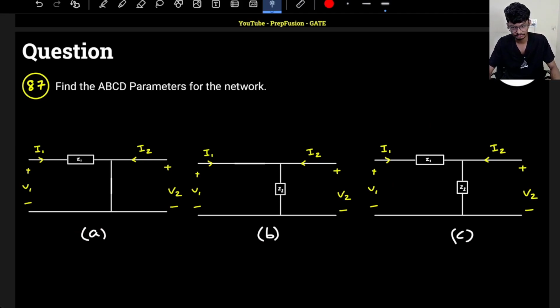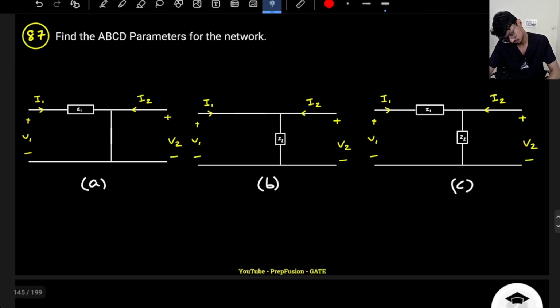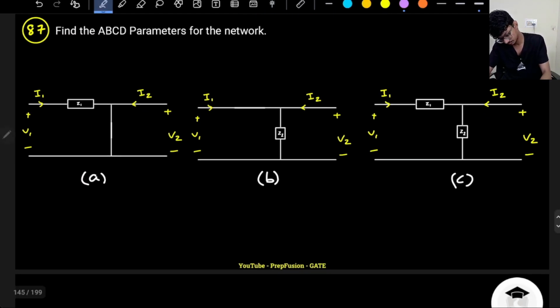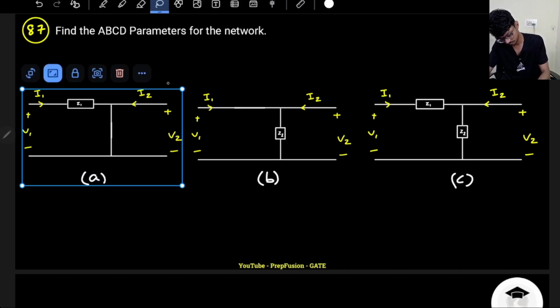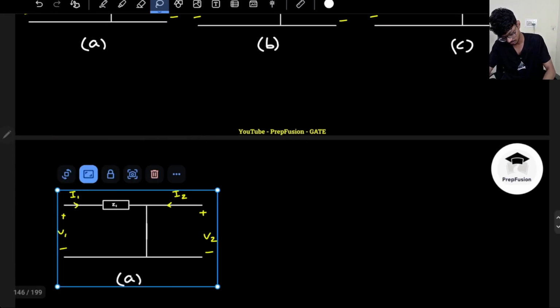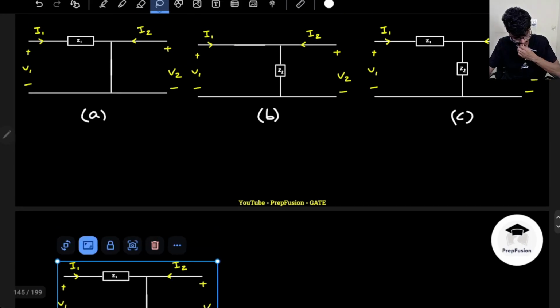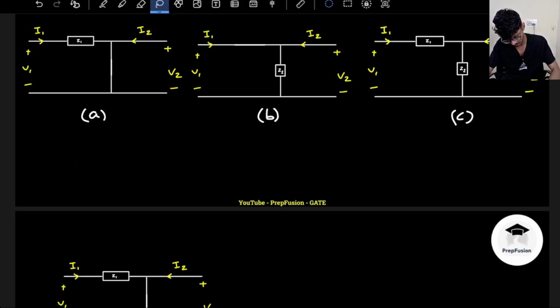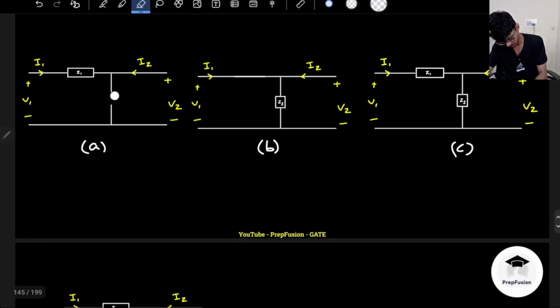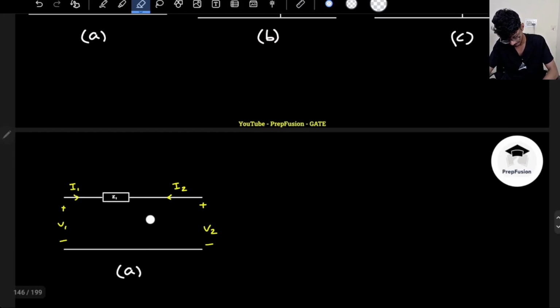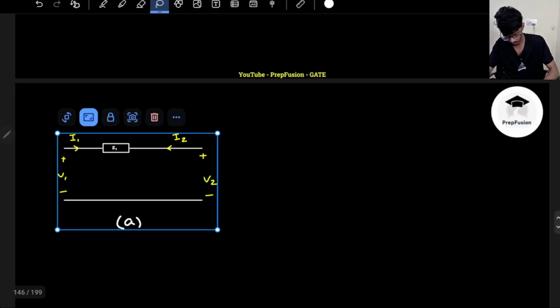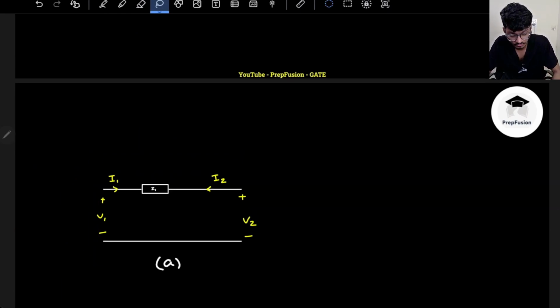What we can do is write the values here. So let's solve this together. There I think is another one as well. Okay, this should not be short circuited. Sorry, my bad. This should be open circuited. This should not be short circuited, just for a single impedance element, right? Yeah, my bad. So what is the ABCD parameter of this?